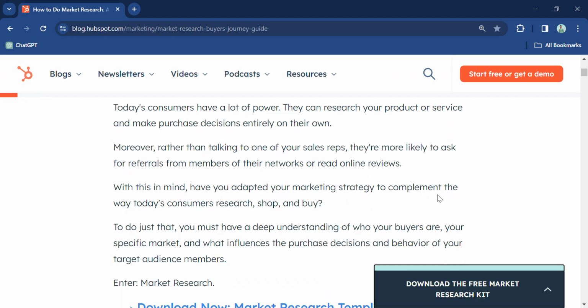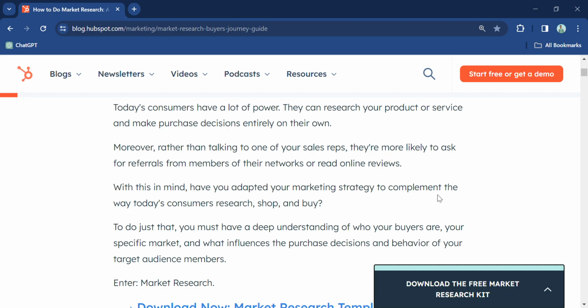Today's consumers have a lot of power. They can research your product or services and make purchase decisions entirely on their own. Moreover, rather than talking to one of your sales reps, they are more likely to ask for referrals from members of their networks and read online reviews. With this in mind, have you adapted your marketing strategy to complement the way today's consumers research, shop, and buy?